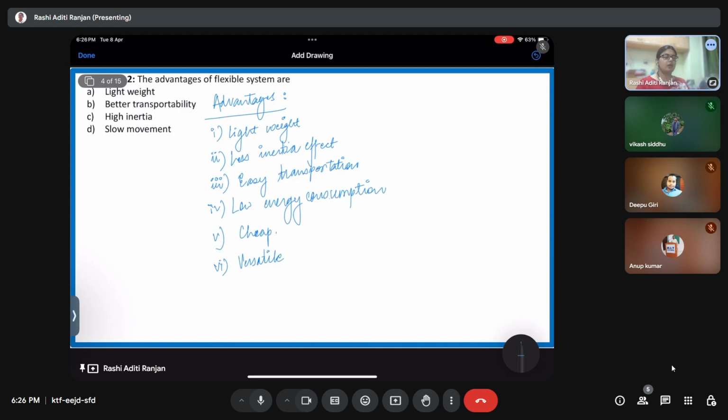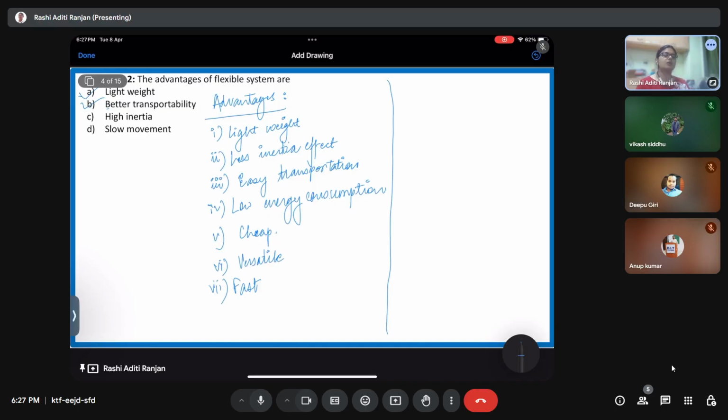Okay. But now if I talk about disadvantages, first we'll answer the question. The advantages of the flexible system are lightweight. This is the correct option. Better transportability. Yes, because it's light in weight, it is easier for the flexible materials to transport. High inertia. No, it has low inertia effect. And because of the low inertia effect, it is going to have fast movement, and hence the last two options are incorrect. Only the first two options are correct.